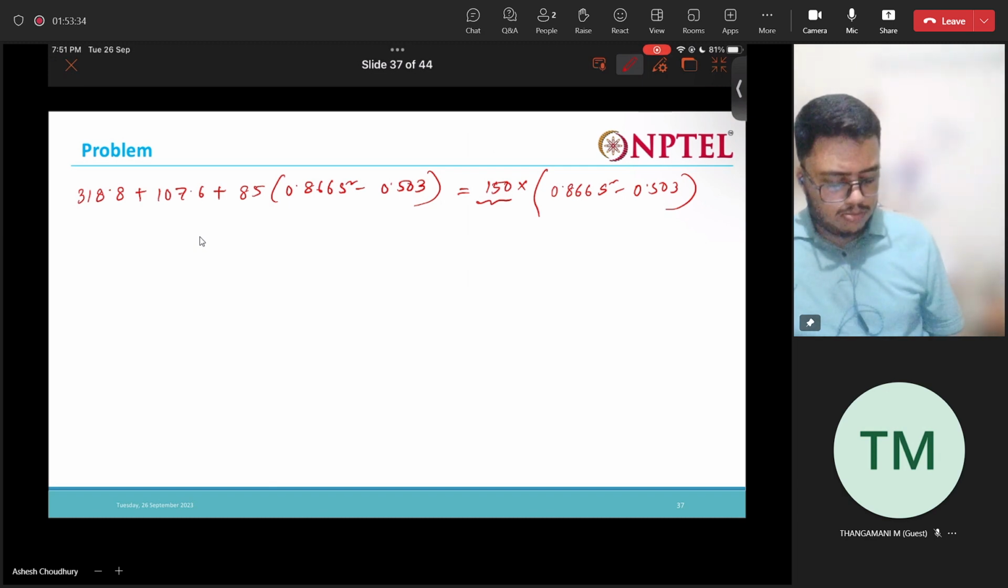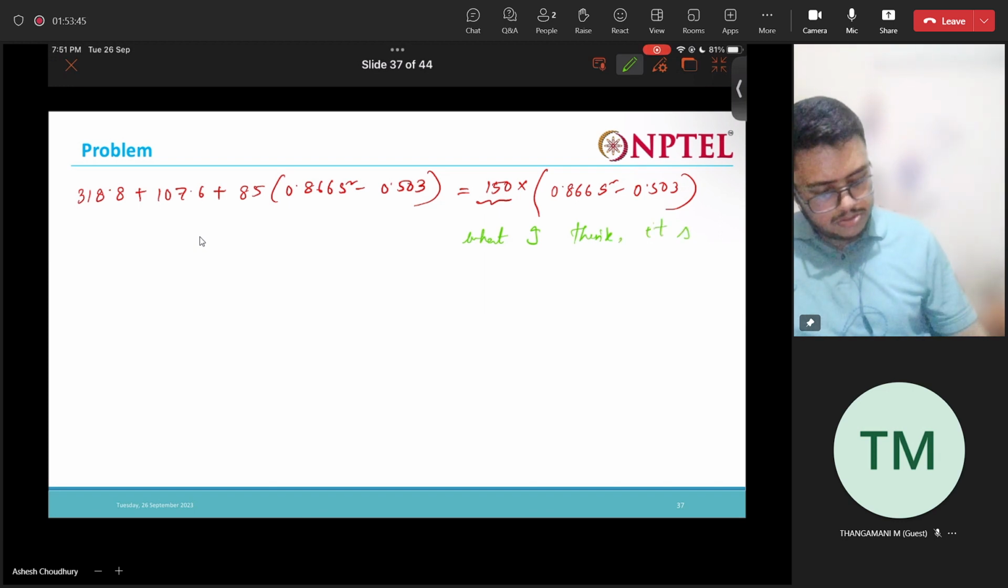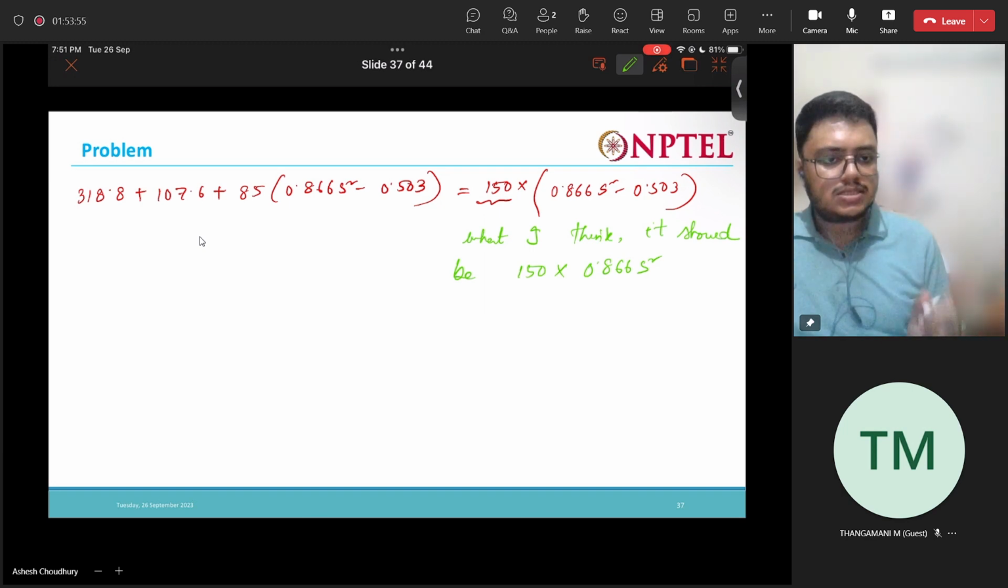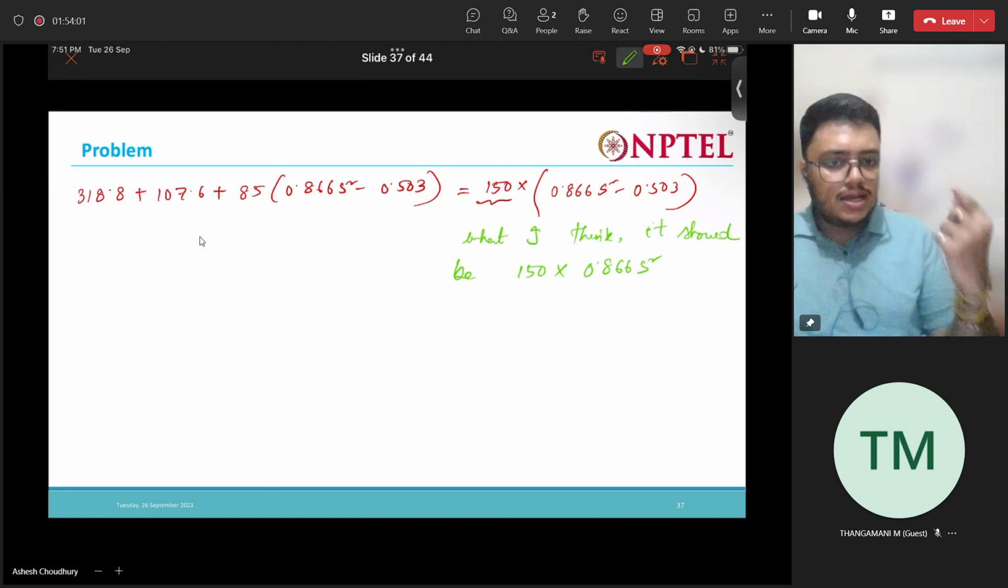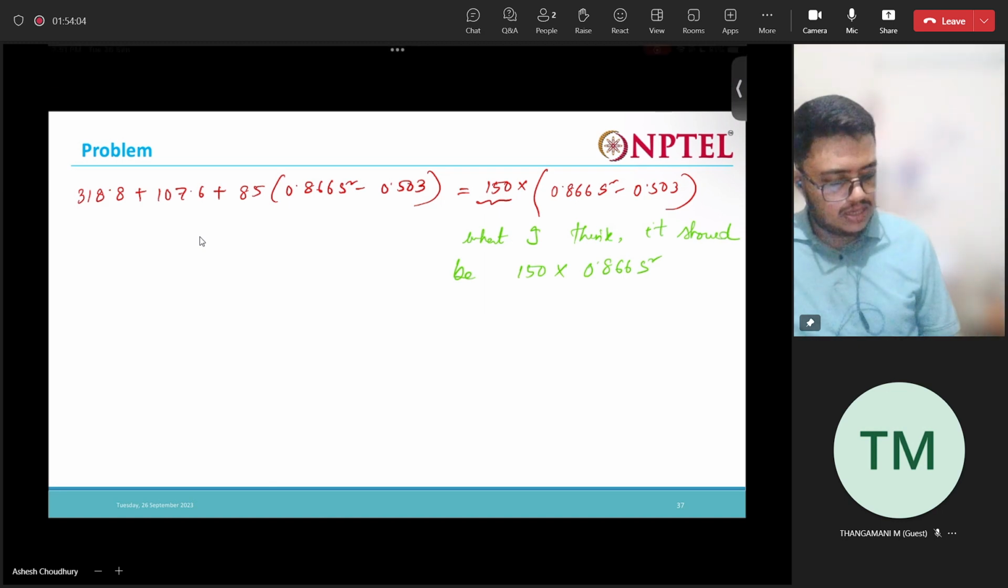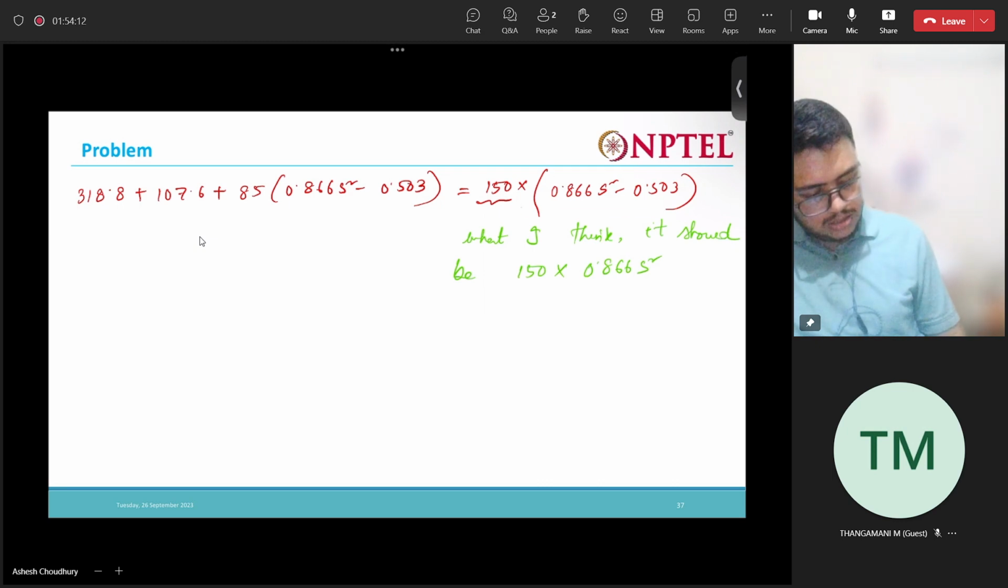But what I personally think is that it should be 150 times 0.866 s square, because it's acting on that. You are doing all the calculations per unit cell, right? Why are they just taking the area of this intervening soil? They should have taken the complete area of the unit cell. So this is what I think it should be.